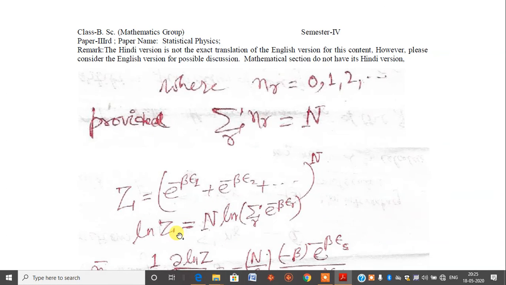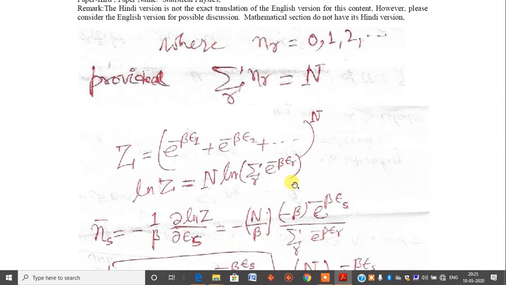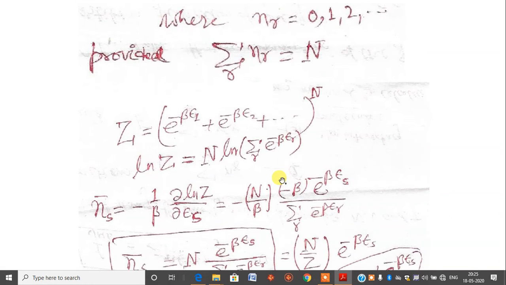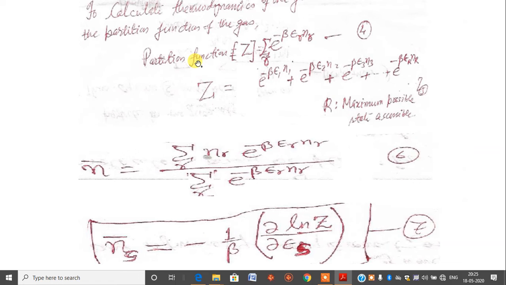Okay, taking log of it, you will have log of Z, that is N log of the summation over R of e power minus beta epsilon R, which is the partition function. So this is what you have. The average number of molecules in any Sth state is minus 1 upon beta times the derivative with respect to epsilon s of log of Z, and this was the term that we have seen here, this thing, equation number 7.